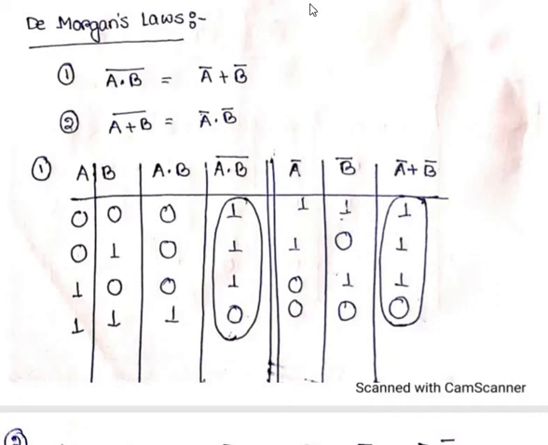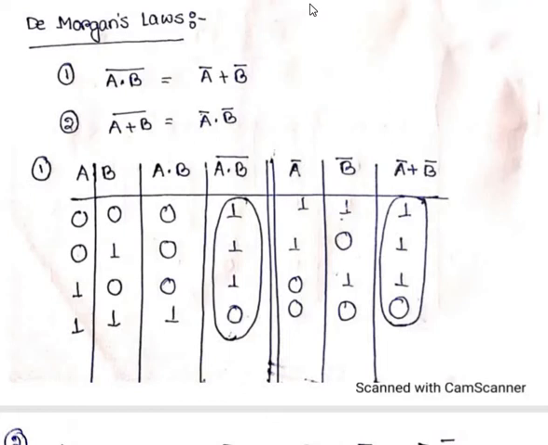Hello students, this is the second class of computer science for class 11. In this class we will start with De Morgan's law, which we discussed in the previous class. So what was our De Morgan's law?